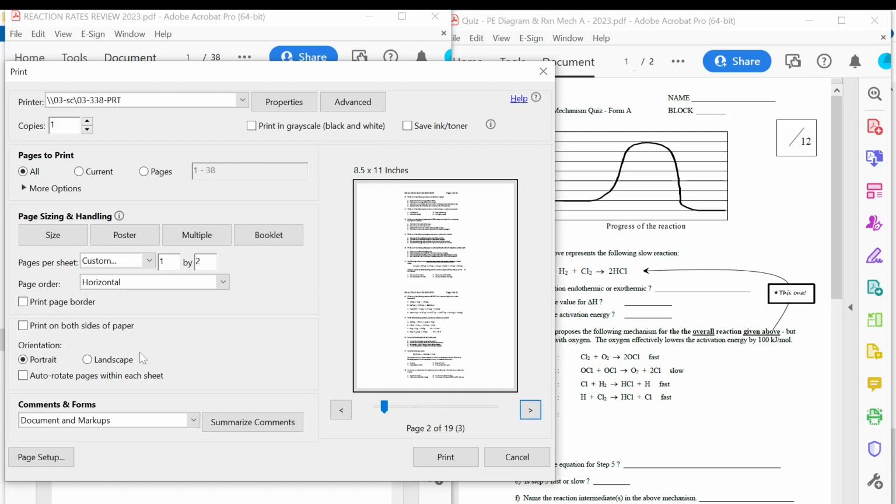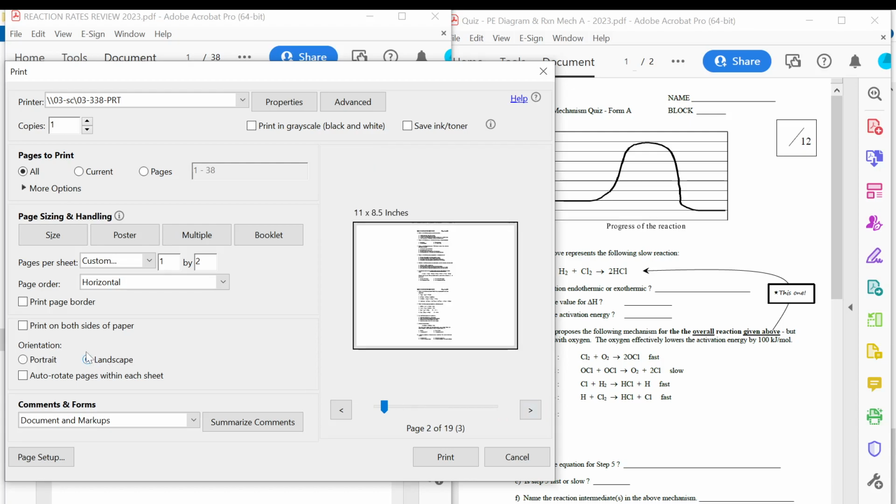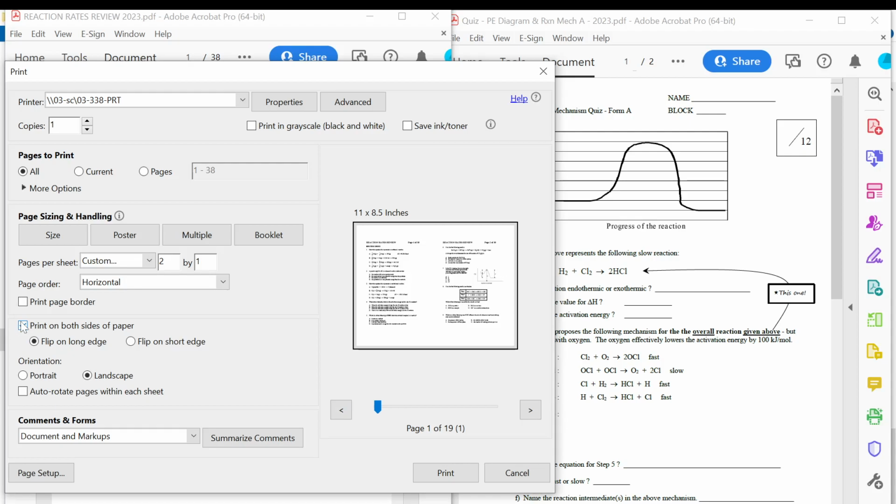What? Oh, landscape. 2 by 1. What the actual frick? There we go. Okay. Print on both sides of paper. One copy. Print.